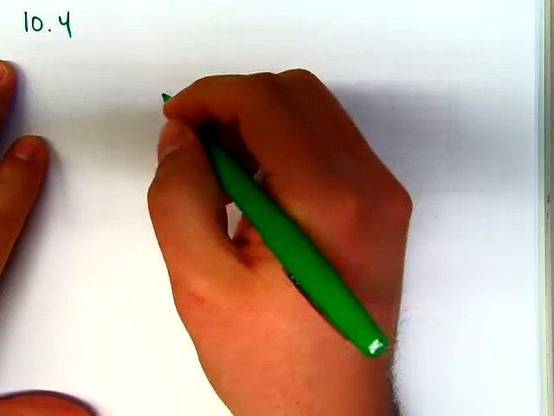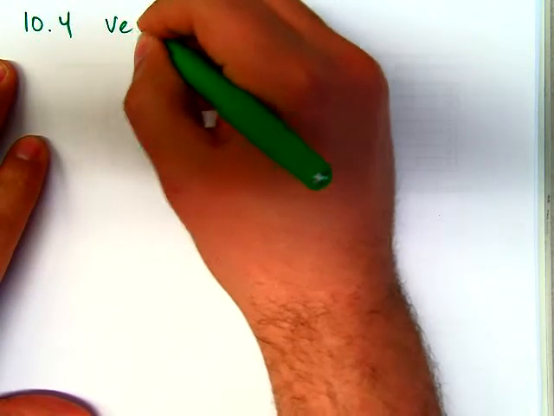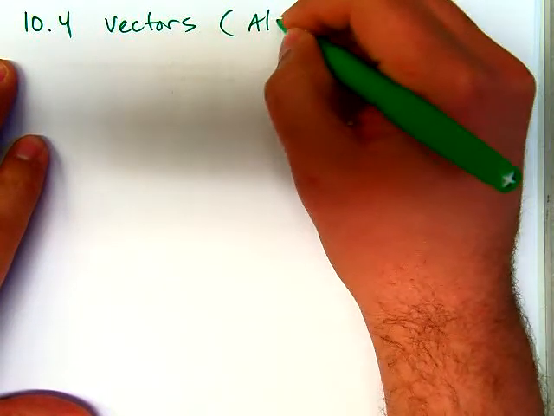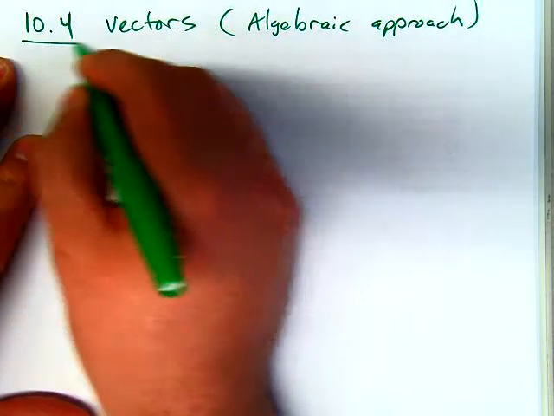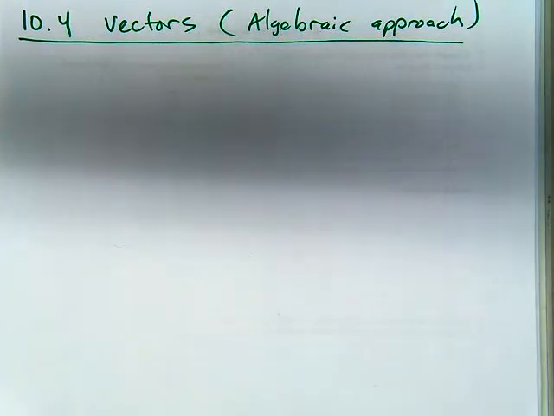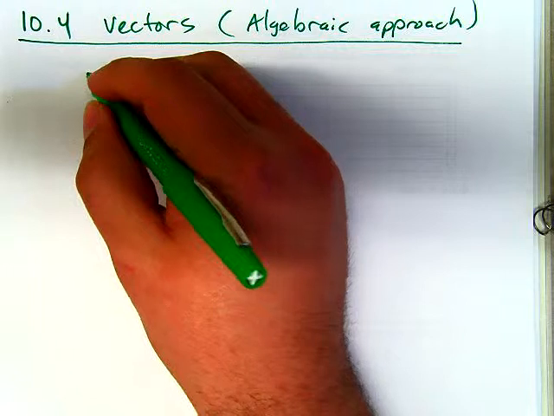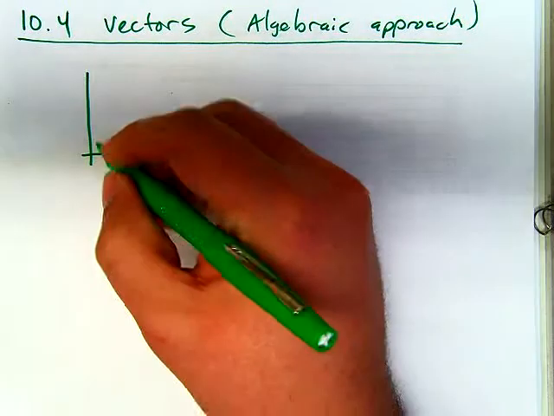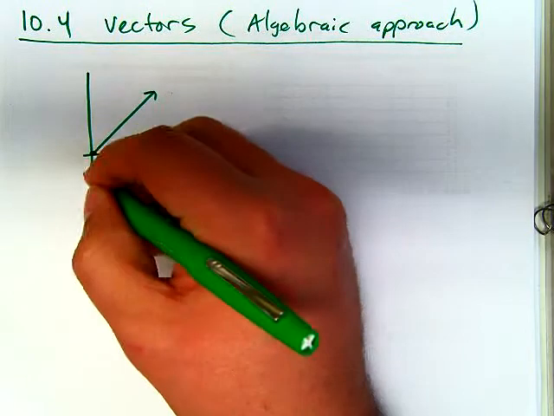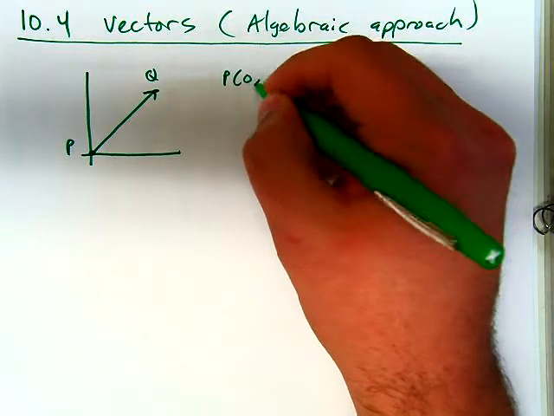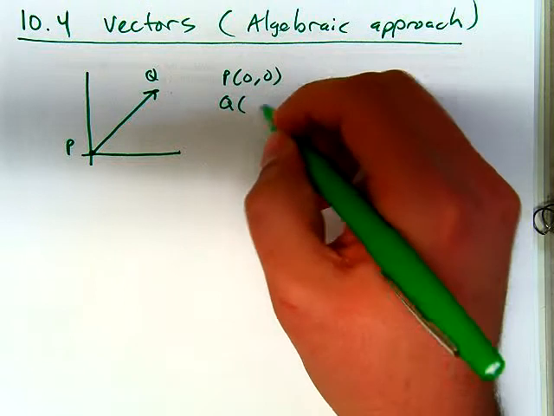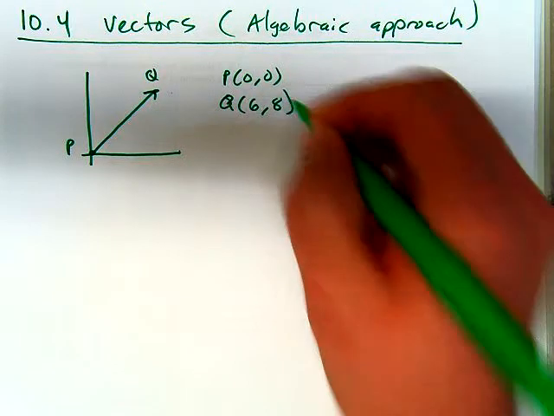Welcome back, everyone. Now we're going to go ahead and keep working with some vectors, but we're going to take a more algebraic approach to them. And to start, I'm going to start by drawing a vector PQ where P is at (0, 0) and Q is at (6, 8).